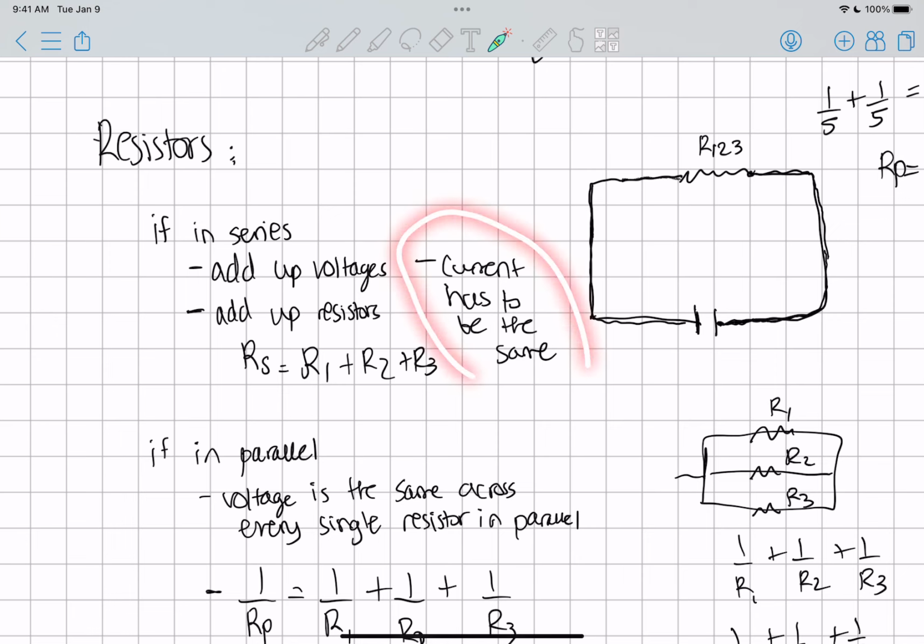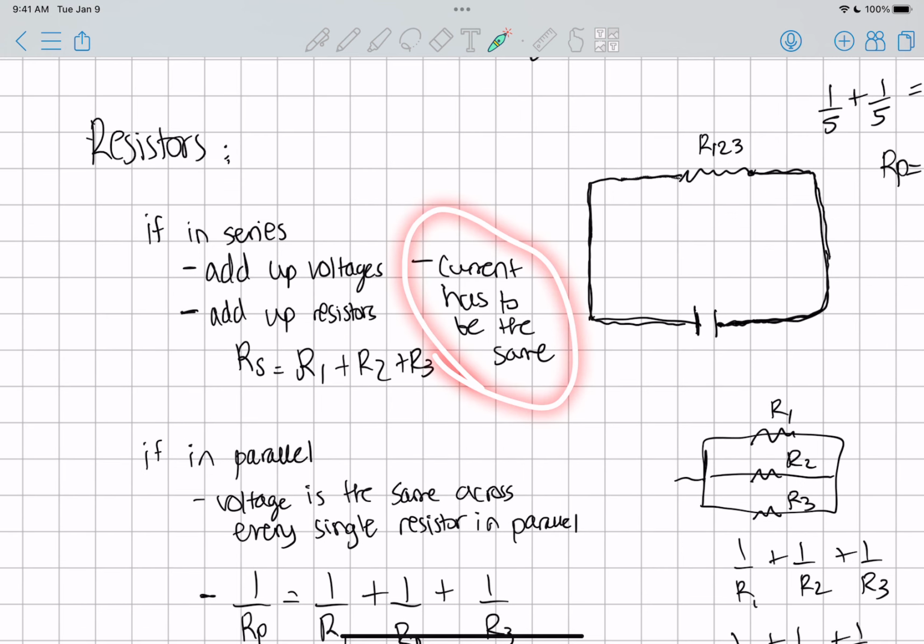Then the current or the charge that's delivered between resistors in series has to be the same, right? There's no branching off of the current anywhere, so the resistors in series would have to have the same current between them. And then, for resistors in series, you would add up voltages between them, right?